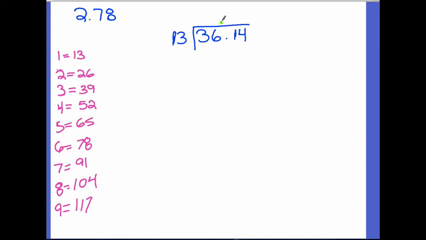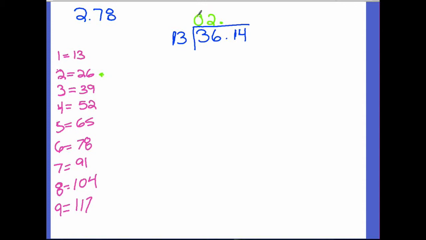Okay, look to the left. How many times is 13 going into 36 without going over? Two times, because if we did it three times, we would get 39. That'd be too big, wouldn't it? So this is going to be 2. Does it go into 3? No. So from now on, remember, instead of putting an X, we're going to put a 0.